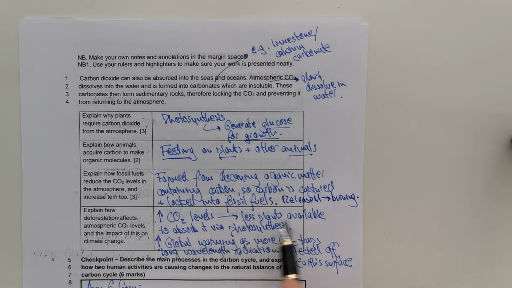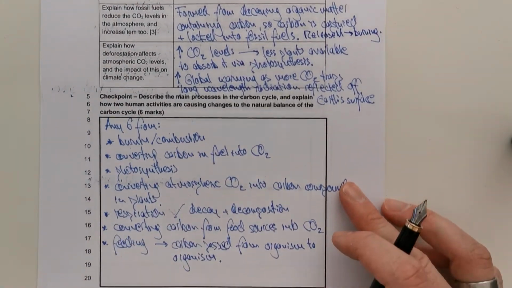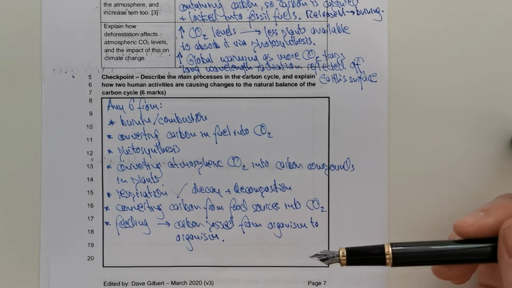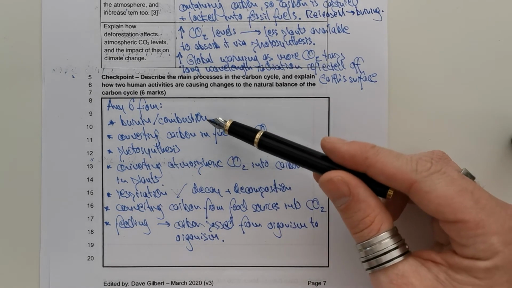So, less plants can absorb CO2 via photosynthesis. If you chop them down during deforestation, that increases carbon dioxide levels. If you increase carbon dioxide levels, you've then got an increase in global warming because there's more CO2 trapping long wavelength radiation. The shortwave from the sun bounces off the Earth's surface and then gets trapped in the atmosphere. Then, for the checkpoint question, pause the video, look through your answer and see if you can get any of these 6 marks included within your answer.